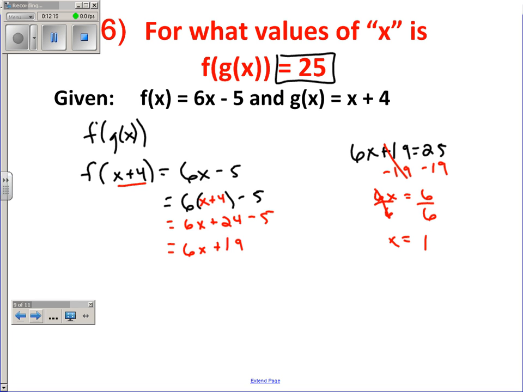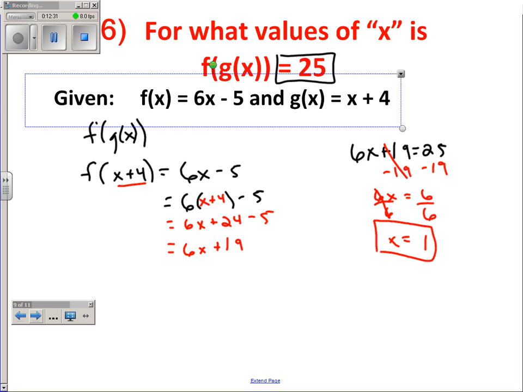So how am I going to check this? Well, let's store 1 in for x. And then work inside out. So I'm going to substitute 1 for x in the g. 1 plus 4 is 5. Substitute 5 in for f. 6 times 5 is 30, minus 5 is 25. So we did this correctly.